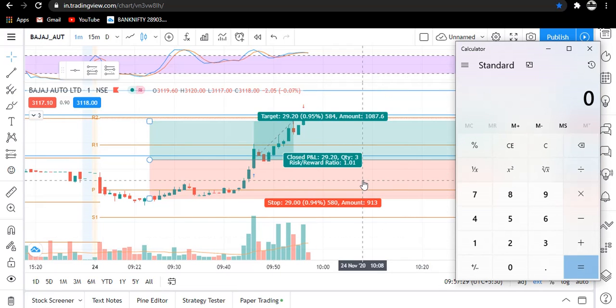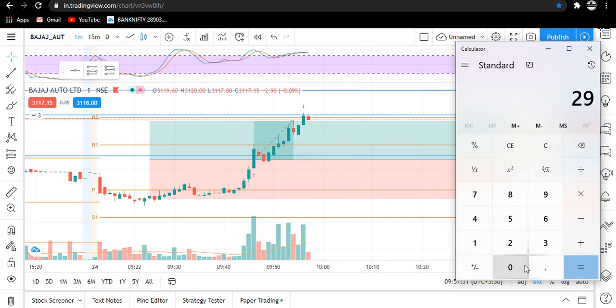Our target points are 29.20 and our quantity was 3, maintaining our risk appetite. So our total profit today, traders, is 87.6 rupees.